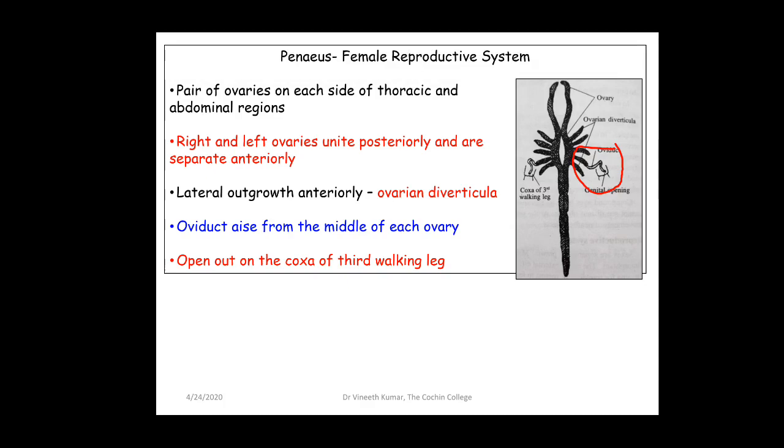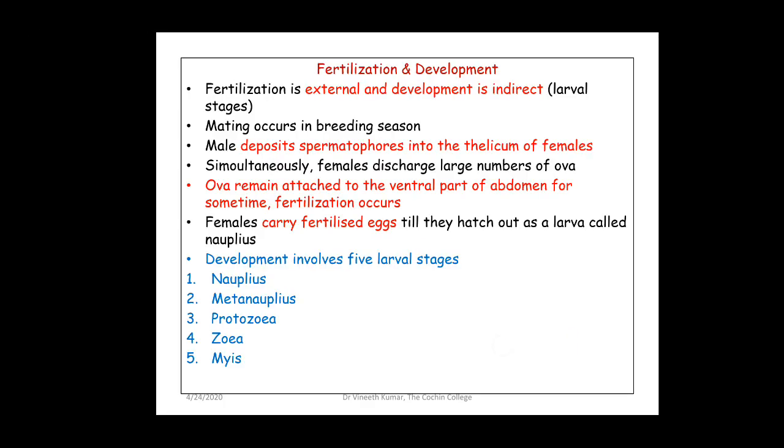So these are the structural details of the female reproductive system. Next we will see the fertilization as well as the developmental stages. Fertilization is external, meaning that both the sperm and the eggs meet in the external environment, and development is indirect, meaning the young one which comes out of the egg has to pass many stages, usually called the larval stages, to reach the adult form. That's why it is called an indirect development.